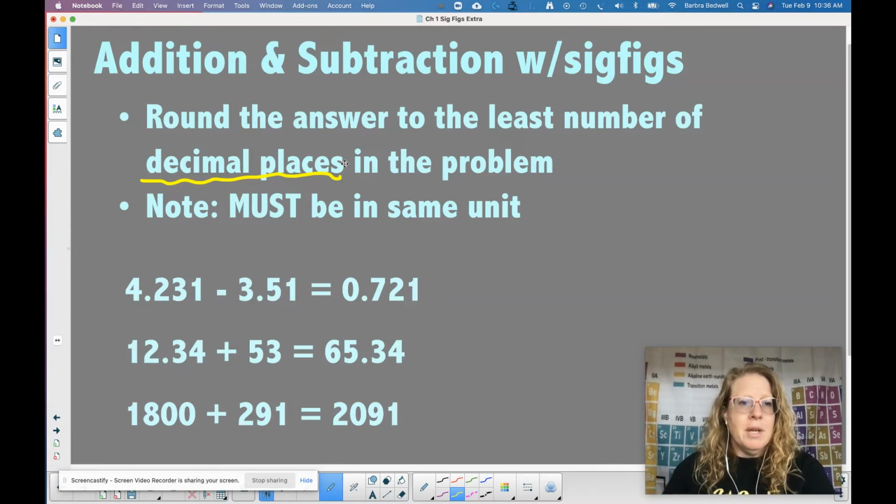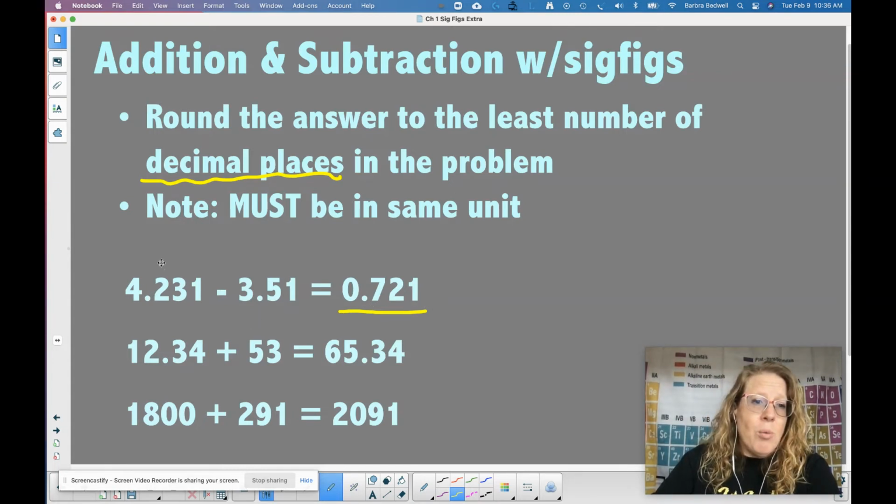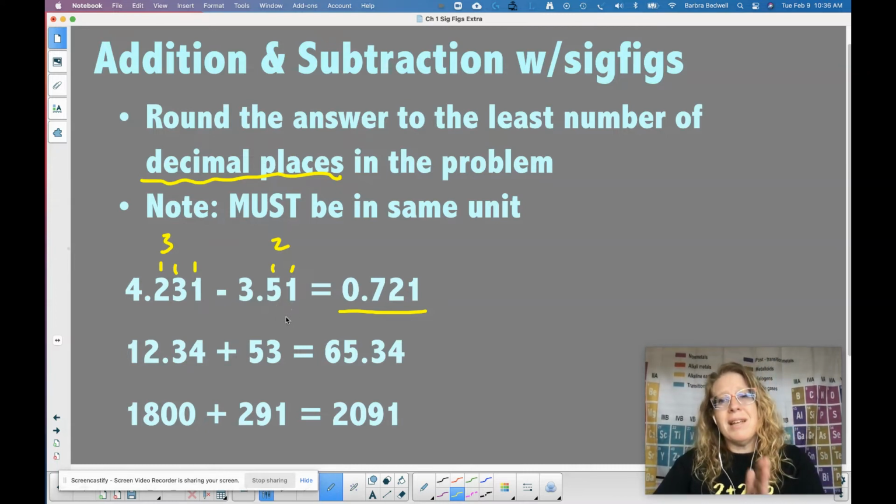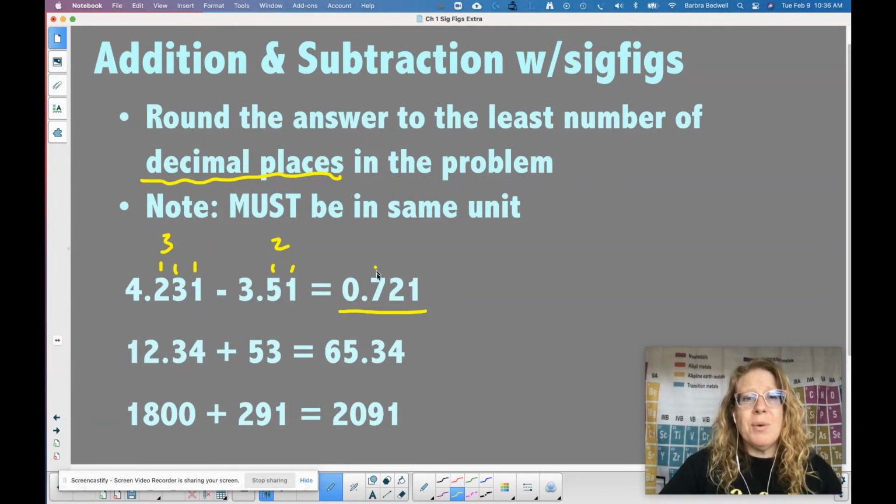It's a different rule. So if you take a look at this one, 4.231 minus 3.51, here's our calculated answer, 0.721. So now to count this, we're going to look here. This has got 1, 2, 3 decimal places. This one here has 2 decimal places. That means that this hundredths spot is our least precise value. So we have to round to our least precise digit, which is 0.72. 2 decimal places. In this case, it's also 2 sig figs.